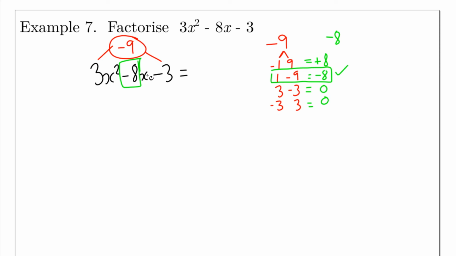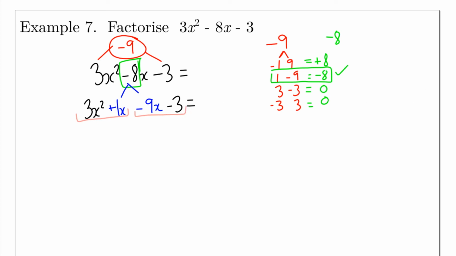So I am going to take this minus 8x and split it into 1 and minus 9 as coefficients. I have plus 1x and minus 9x. And at this time I'm just going to point out that it doesn't matter which order you write them in. I could write minus 9x on the left, plus 1x on the right. I will end up with the same answer. 3x squared minus 3.